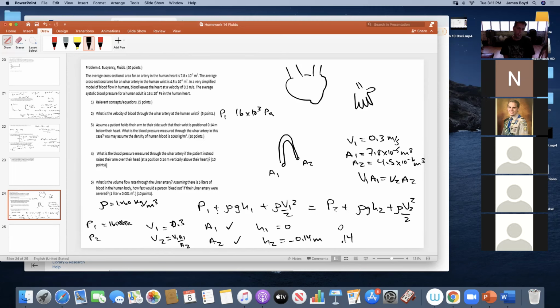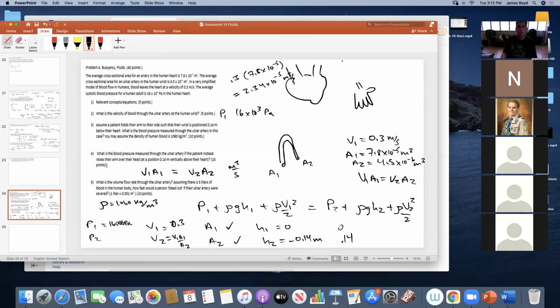The final question here is, what is the volume flow rate? So you can use either V1, A1, or V2, A2, and this will give you meters cubed per second. Then it says, how fast would you bleed out if you had 5 liters of blood? And 1 liter of blood has 1 × 10⁻³ meters cubed. So if at the heart it's 0.03 and A for the heart was 7.8 times 10 to the minus 5, that is 0.3 times 7.8 is 2.34 times 10 to the minus 5 meters cubed per second.